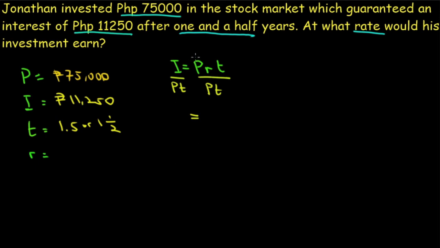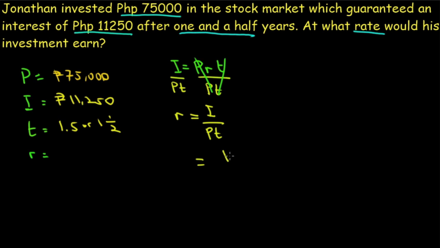Anything divided by itself is 1. So, ang natira na lang sa isang side ay yung rate. And then, to solve for the given rate, kailangan lang pala nating mag-divide. Divide si I by the product of P and T. Now, we can just plug in and solve. Kasi may I na tayo, may P tayo, meron ding T.